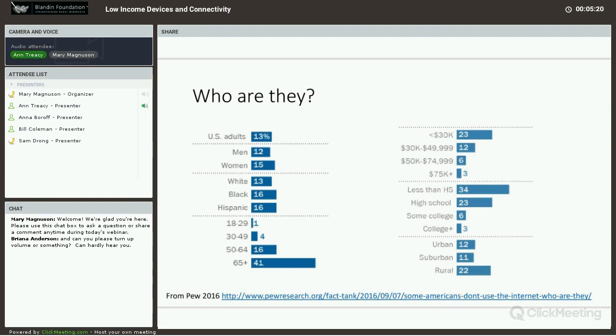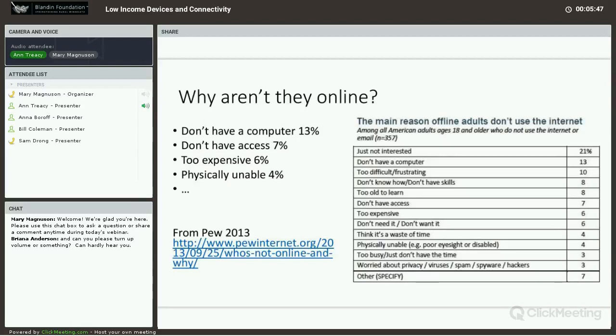41% of people 65 and older are not online. Folks who are lower income, folks with less than a high school degree or a high school degree, and then people in rural areas. Those are kind of the standouts. Those have been the standouts for as long as I've been looking at this, so at least 15 years. That hasn't changed much.